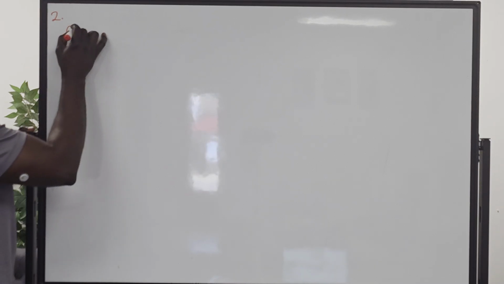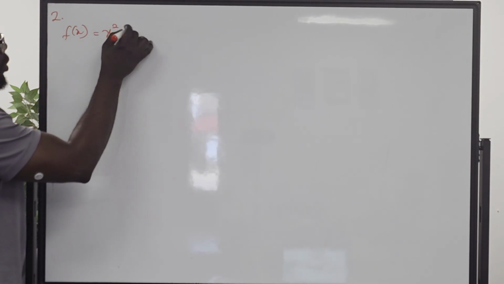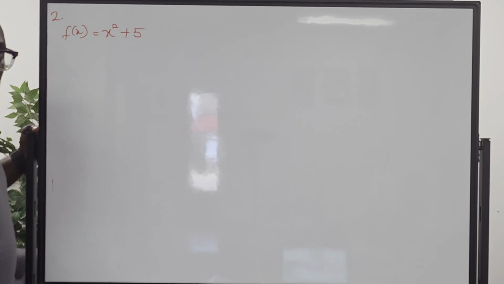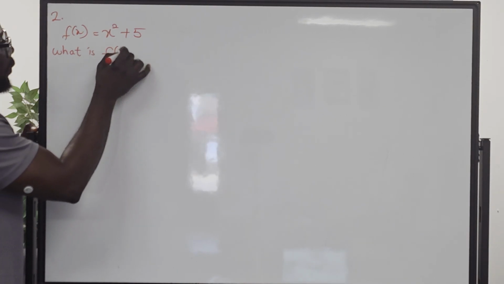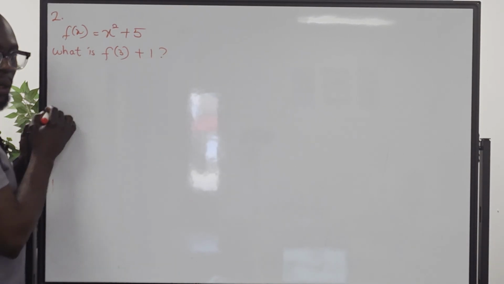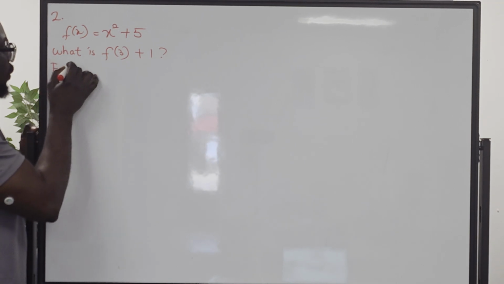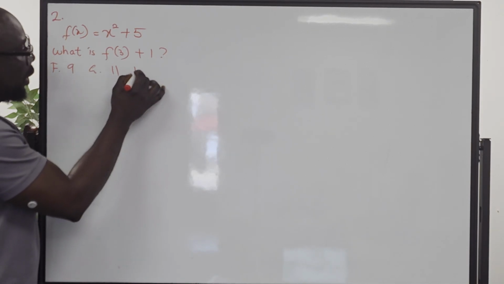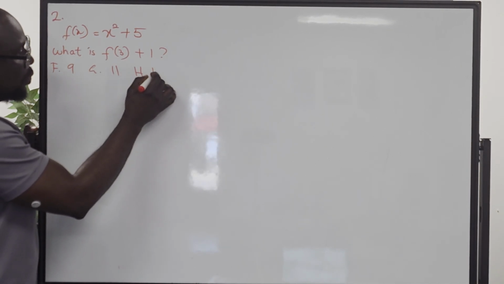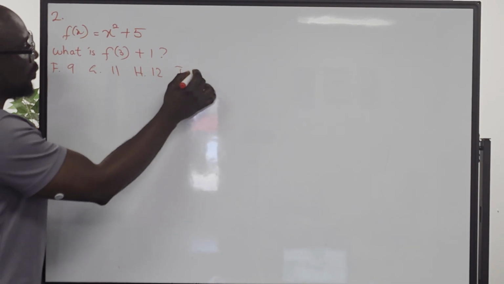Question 2 says a function f is defined by the equation f(x) is equal to x squared plus 5. What is f(3) plus 1? And it gave us option F is 9, option G 11, option H is 12, and option J is 15.